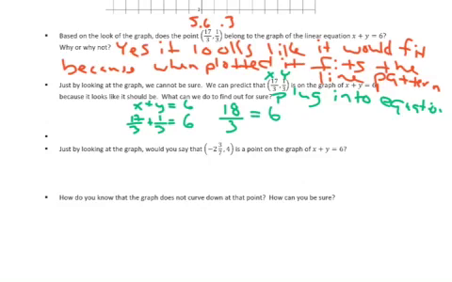I want to know if that equals 6. And what is 18 divided by 3? Well, in this case, it is 6. So since both sides equal the same value, yes, it's a solution.